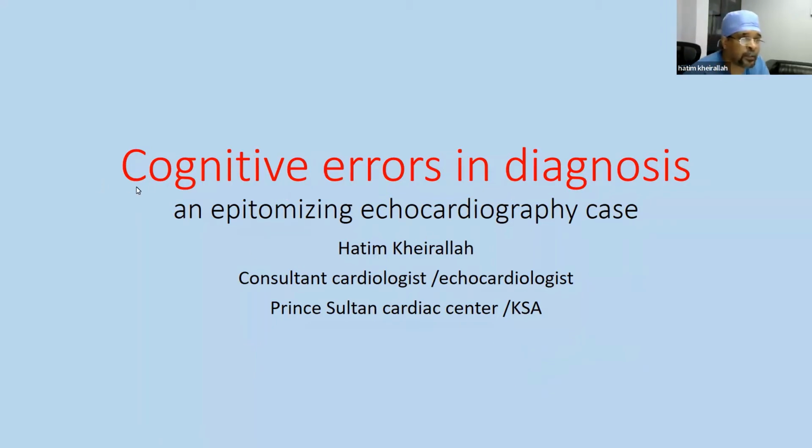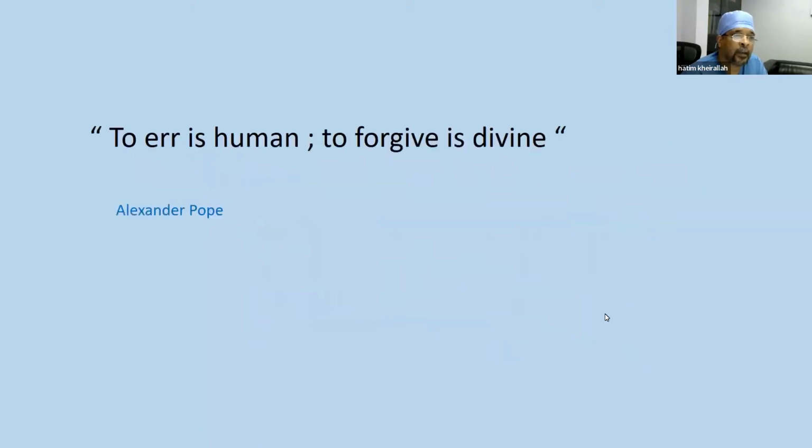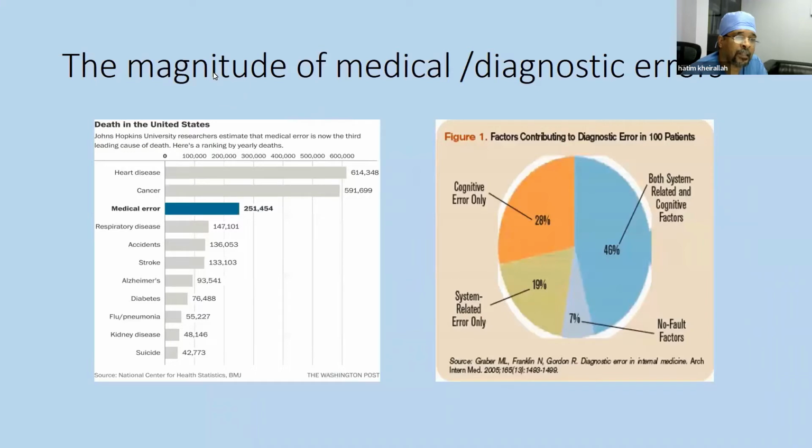This is about cognitive error in the diagnosis and interpretation of echocardiography cases. To err is human, to forgive is divine. As to the magnitude of medical errors, here it is against other causes of death in the United States. You see the medical error is ranked third as a cause of death in the United States.